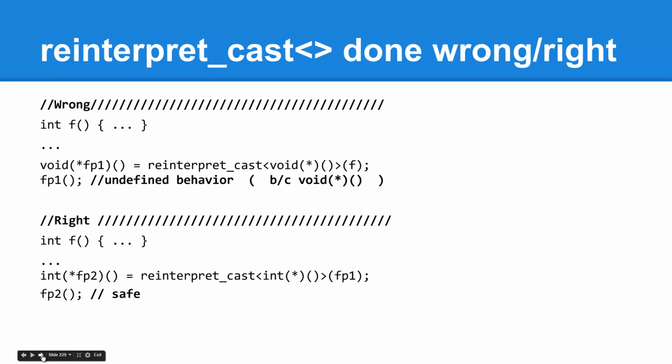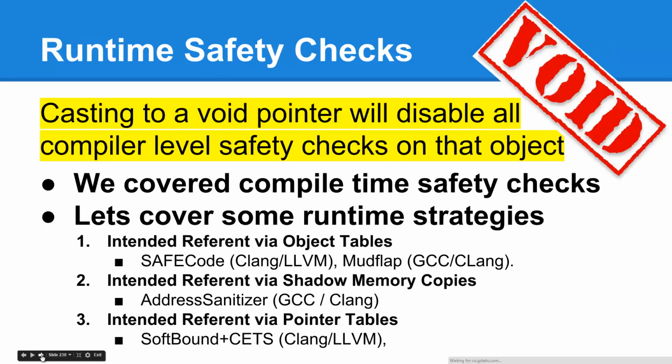But yeah, sometimes that's not always possible. So, to summarize, I'm not going to cover constant cast because that just adds and removes the constantness of a variable's type. Casting a pointer through void in any case will disable all compiler level safety checks on that object. We covered the compile time safety checks.